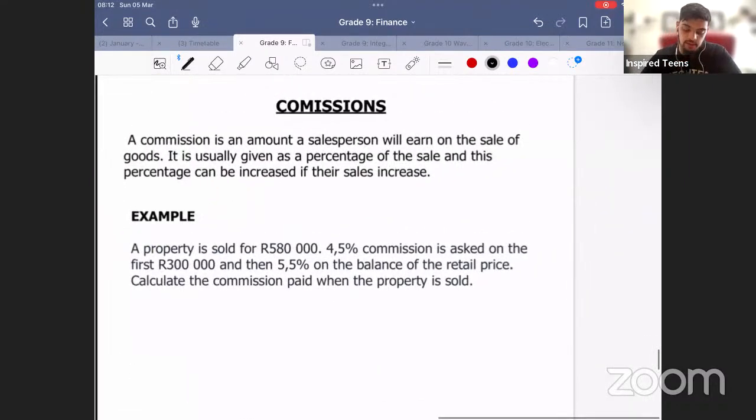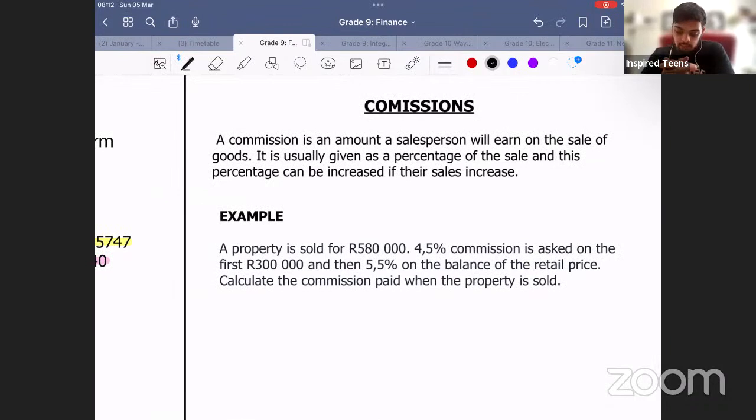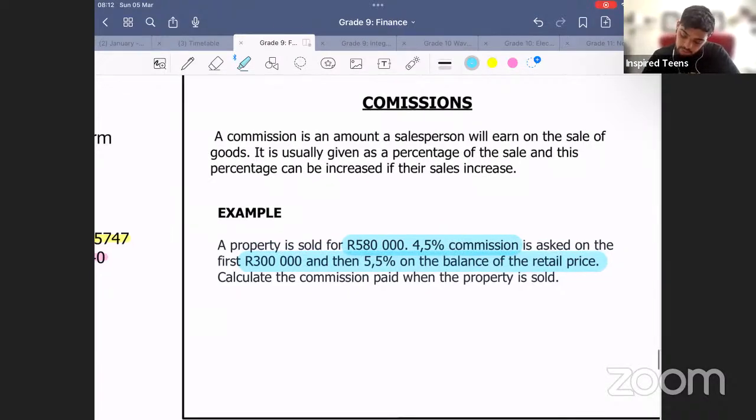Let's look at this commission example. A commission is an amount a salesperson will earn on a sale of goods. It is usually given as a percentage of the sale, and this percentage can be increased if their sales increase. A property is sold for 580,000. 4.5% commission is asked on the first 300,000 and then 5.5% on the balance of the retail price. Calculate the commission paid when the property is sold.